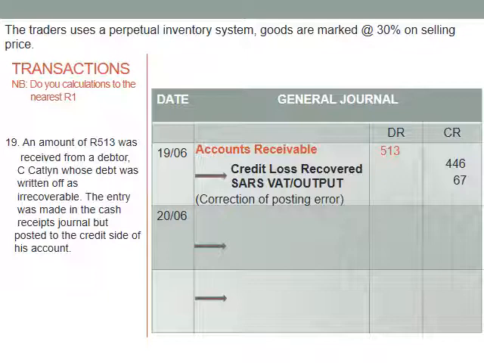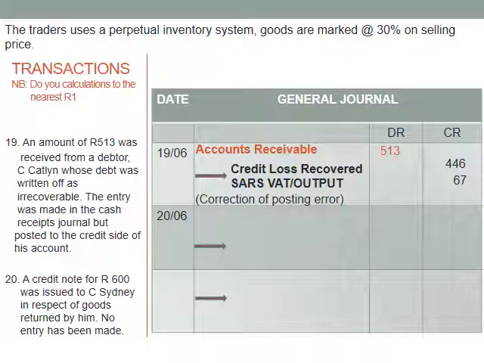We calculated VAT for this transaction because at the initial stage, when the trader sold goods to the debtor, we recognized the output VAT in the accounts receivable journal. Therefore, this receipt will include VAT.